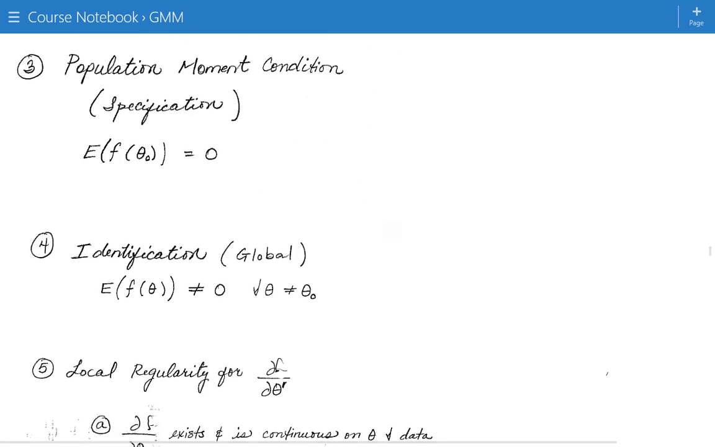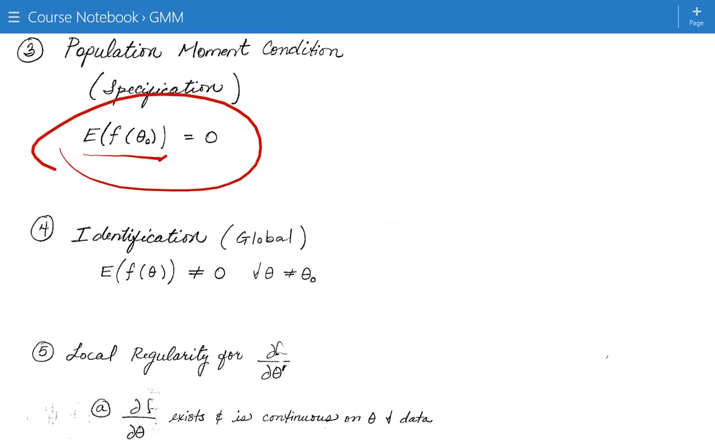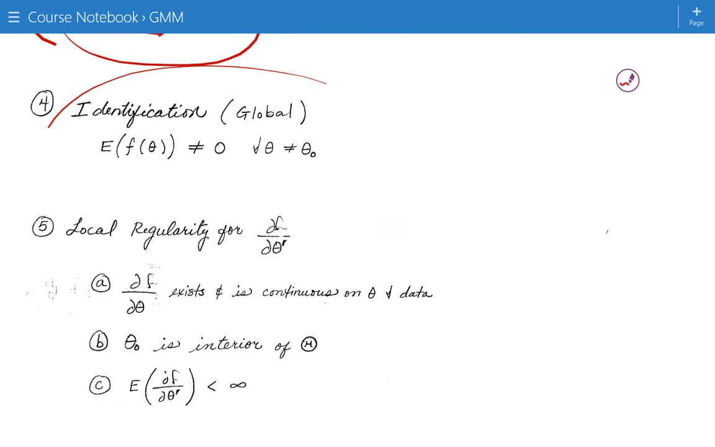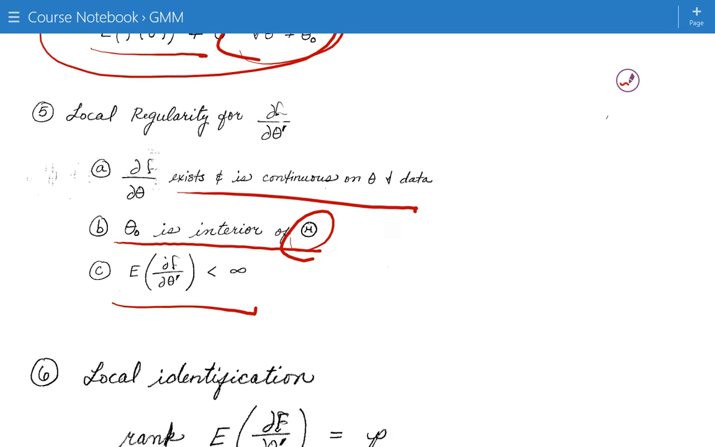The population moment conditions underlying this estimator is, again, specification. Has to be correct. And if they're correct, then the expected value will equal 0. Identification globally, which is to say that the expected value is not equal to 0 for any theta that's not equal to theta naught. Local regularity, so that we can essentially draw solutions by using the derivatives, is to say that the derivatives of f with respect to theta exist and are continuous, and theta naught is an interior point of the parameter space, and the expected value of the derivatives are finite.